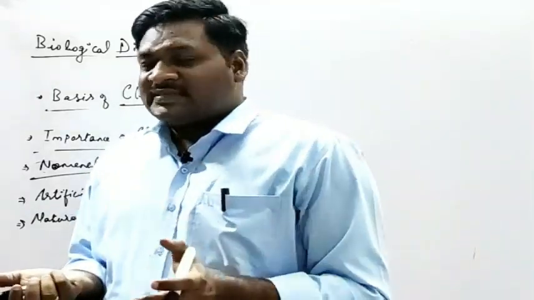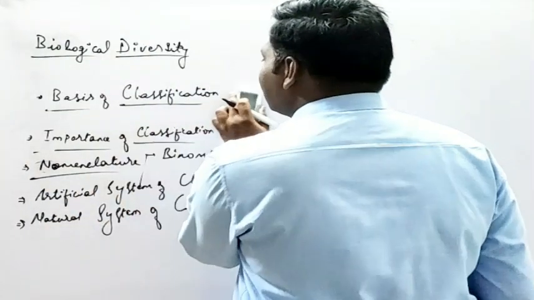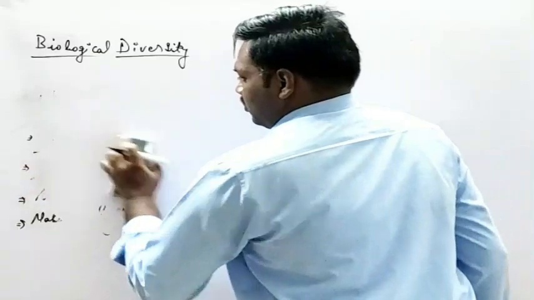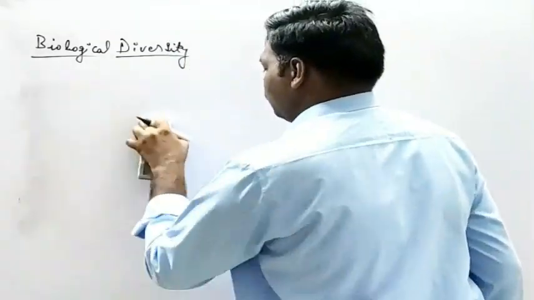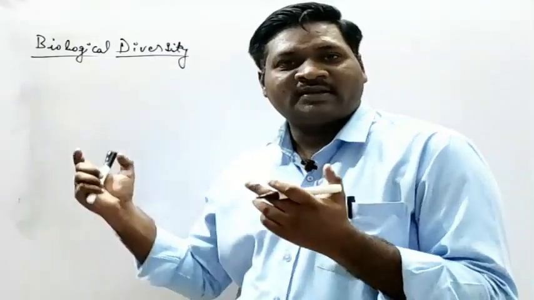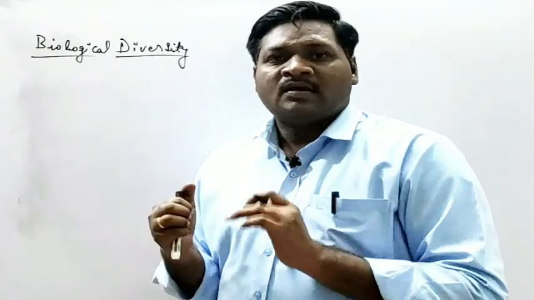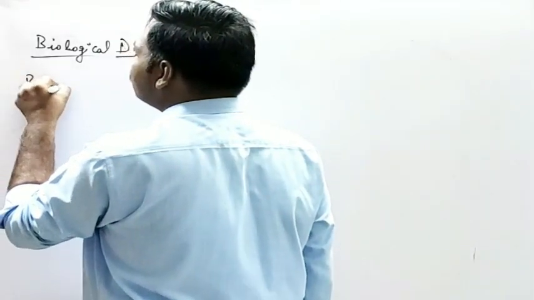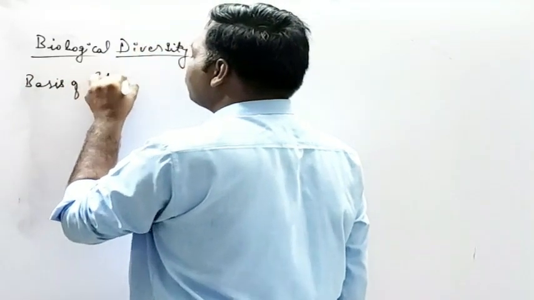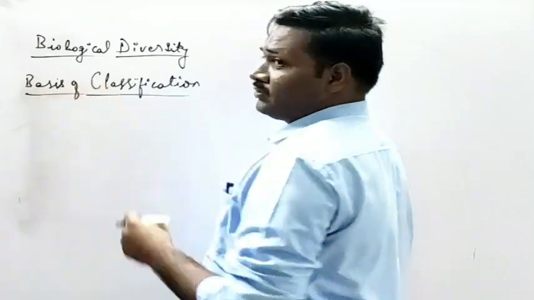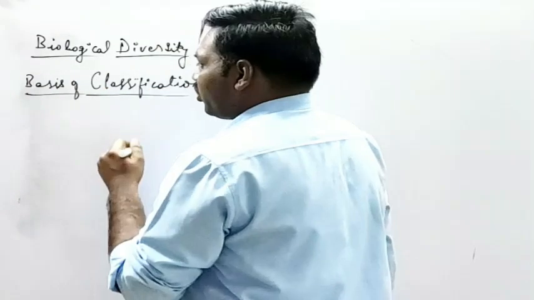So we will start with the basis of classification. On what basis are we classifying living organisms or living beings, that we will study here. Let's take a historical tour of biological diversity, or biological classification, to understand the prospect of it. We will write down the heading, basis of classification. Now in this we will discuss the historical background.